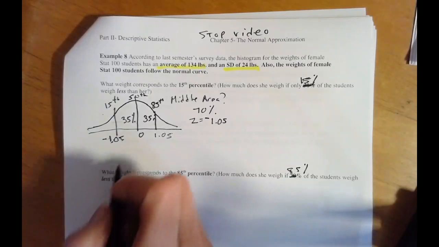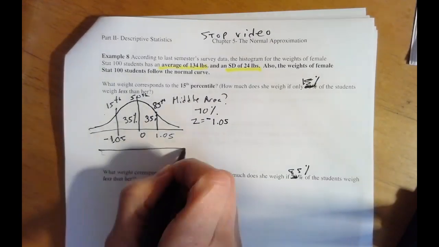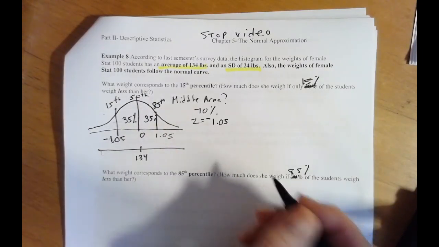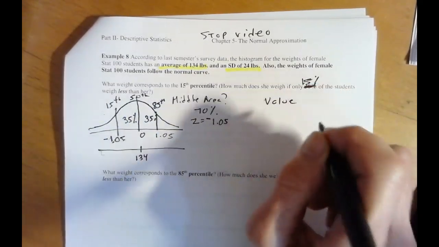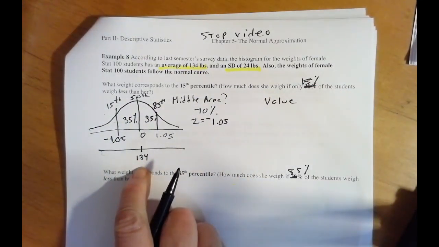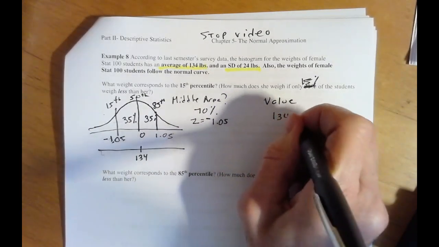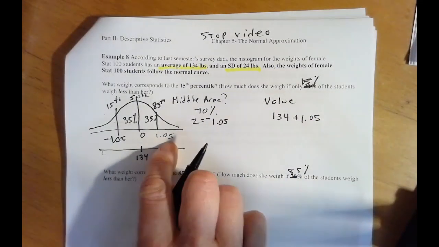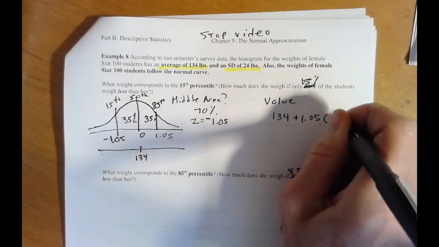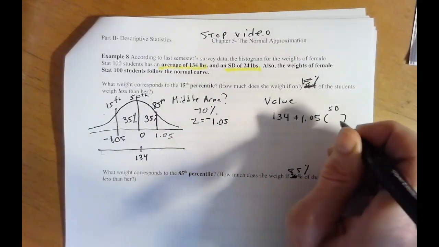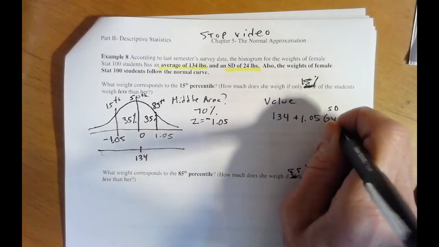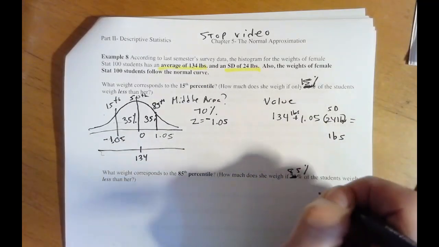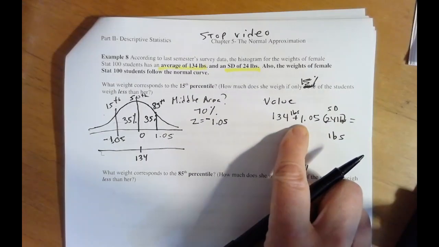All right, so now let's just see what we're doing here. In the middle is 134. So to get our value, what do we want to do? We're going to start at this average, 134. And then what are we going to add? 1.05. But not pounds. 1.05 what? Standard deviations. So it's 1.05 times 24 pounds. If you put the units in, you can see what you're doing here, because we want to end up with pounds.